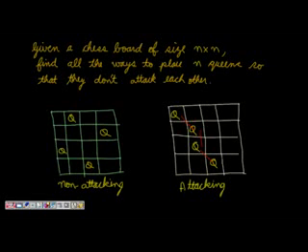Our question here is, given a chessboard of size n cross n. We have to find all the ways to place n queens so that they don't attack each other. So let's understand the question.